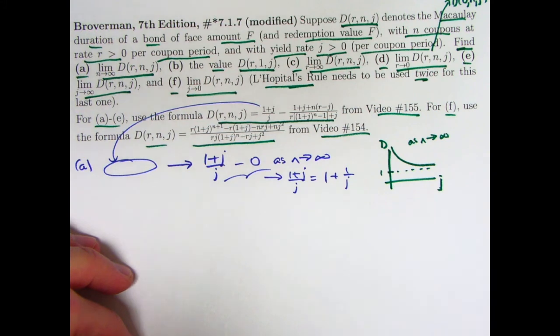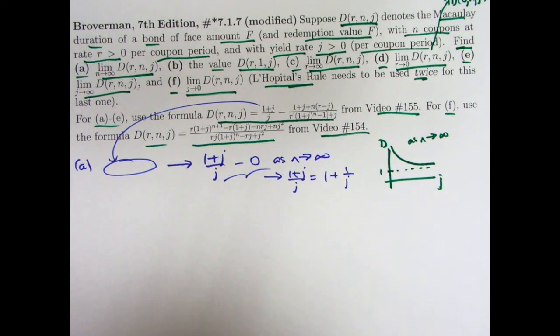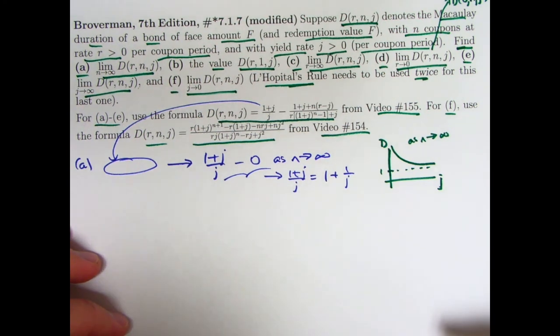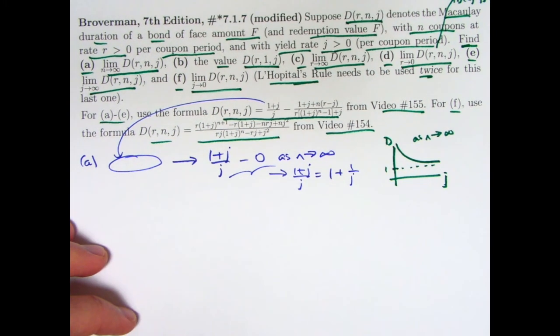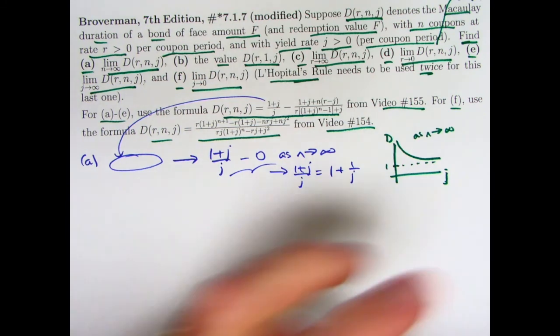On the flip side, if j is really close to 0 and n is large, the duration is really high. Excuse me, n is large, you got a lot of coupon payments. j is close to 0, the present values are not going to be affected much by later payments. The present values are going to be relatively even, so the duration is going to be relatively large. Okay, so that makes some financial sense. On to part B.